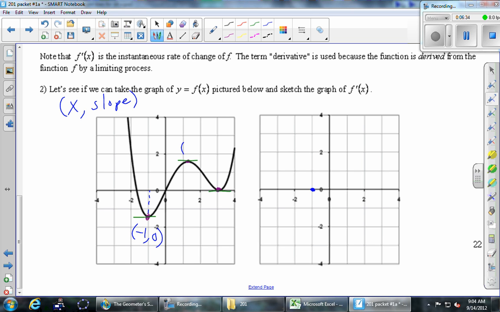And then we're going to ballpark this one. What's the x? 1.5, 1.4. What's the slope of that tangent line? Also 0. That's another point on our derivative function. It's going to start to take shape.